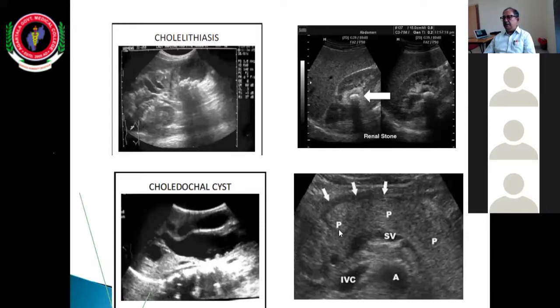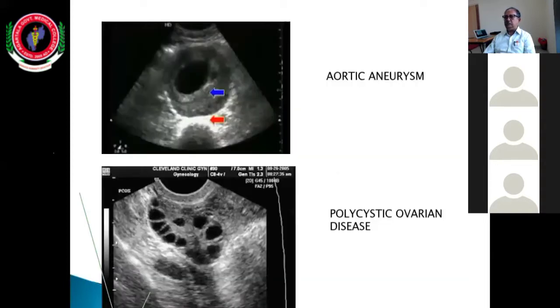This one is the image of the pancreas. This one is the head of the pancreas. This is the body. This one is the tail of the pancreas. This one is the aorta. This is the IVC, and this is the superior mesenteric vein. This is the image of the aorta. This is the lumen of the aorta. This is the false lumen. This is due to the aortic aneurysm.